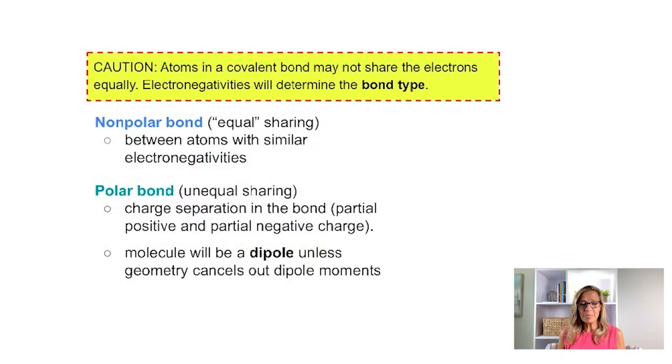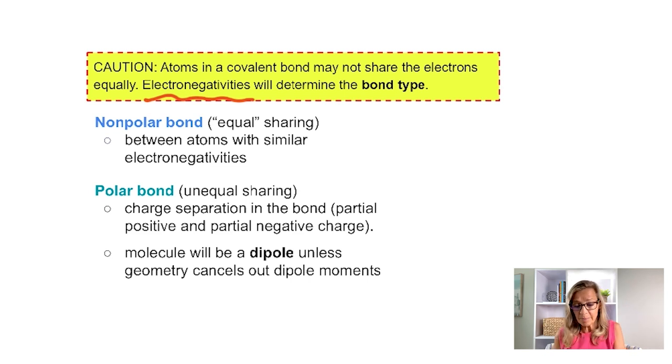Atoms in covalent bonds may share electrons equally or not equally. And this is where electronegativity comes in. And I know you memorized that definition. Remember, how strongly an atom pulls electrons towards itself in a chemical bond. So we're going to use these electronegativities to predict the type of bond that will occur between two atoms.